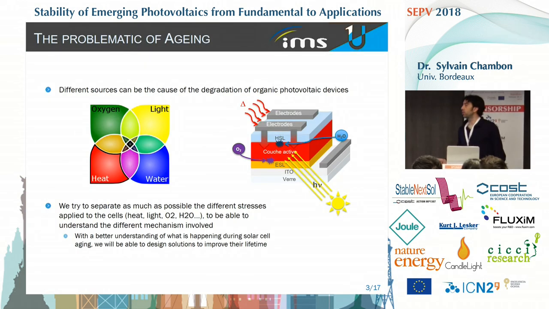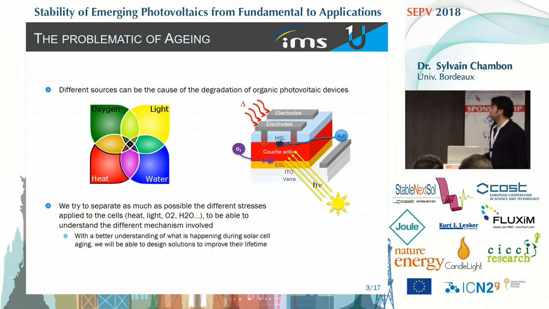So the problematic of aging: as you all know, you can have different stresses which can be applied to the organic solar cells. You have some extrinsic factors like oxygen and water, which can be mitigated by encapsulation. But you have some intrinsic ones, heat and light, and these factors can affect the active layer, of course, but also the interfaces and the electrode, and you can have a lot of different degradation mechanisms. So what we try to do in our studies is to separate as much as possible the different stresses applied to the cell to try to identify the different degradation mechanisms.